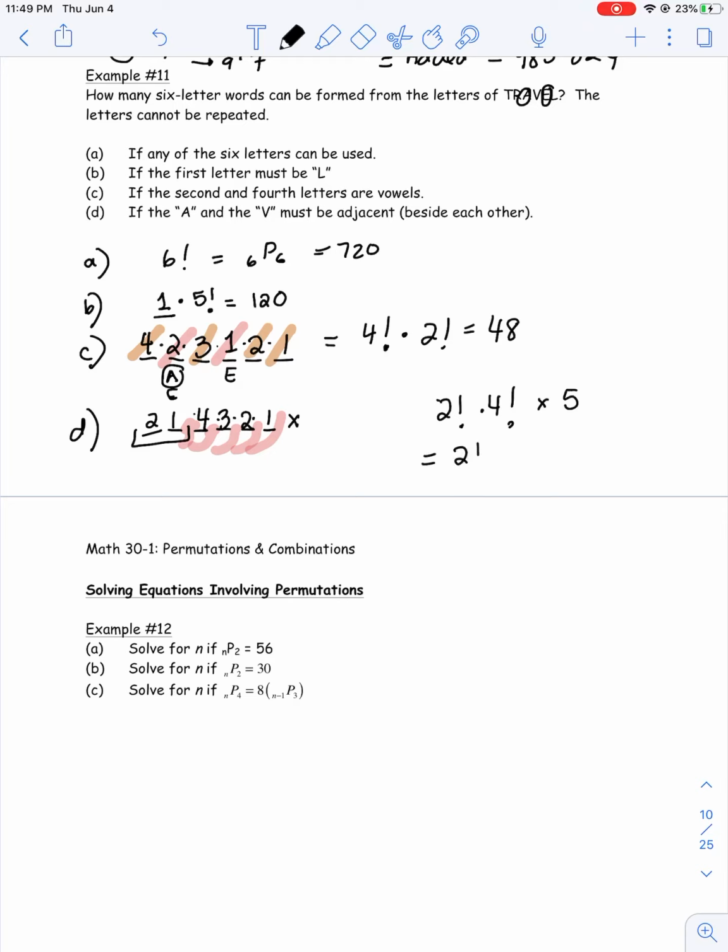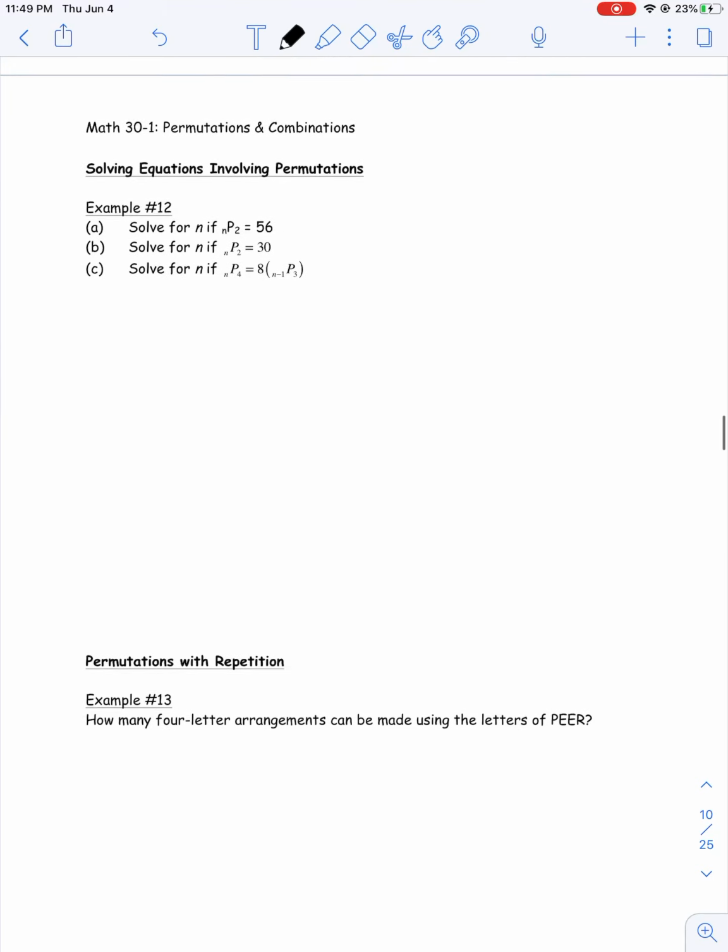So to summarize this, we would say 2 factorial times 5 factorial, because these two guys are equal to 5 factorial, 5, 4, 3, 2, 1. If you put that into your calculator, that's equal to 240 different arrangements.